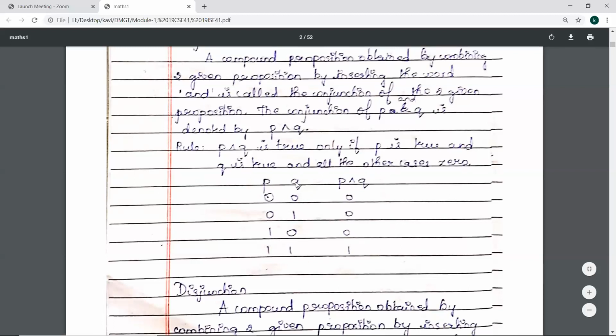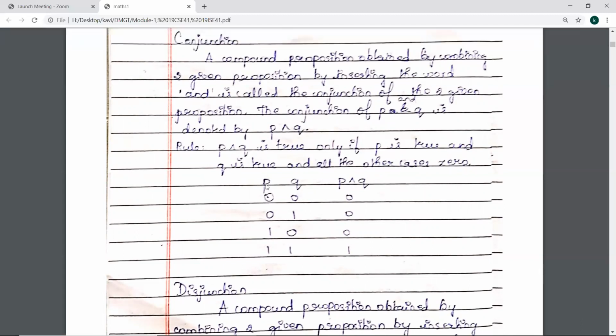See, this is the truth table for the conjunction. P and Q are the propositions. The possible assignments of truth values of P and Q are 0 0, 0 1, 1 0, 1 1. Then the conjunction of P and Q is given by this column. The rule is whenever P is true and Q is true, then P and Q is true. So here P is true, Q is true, so P and Q is true. In all the other cases it is 0.